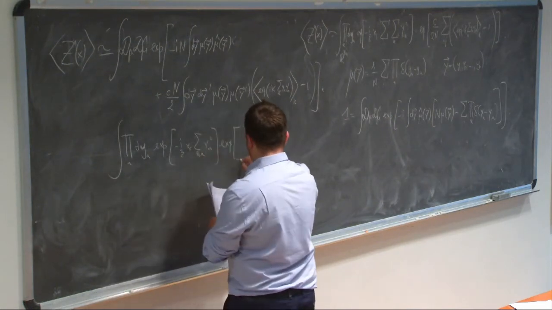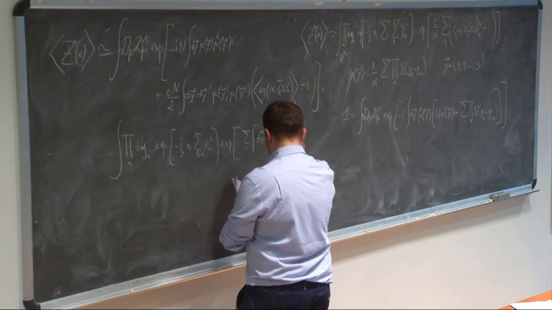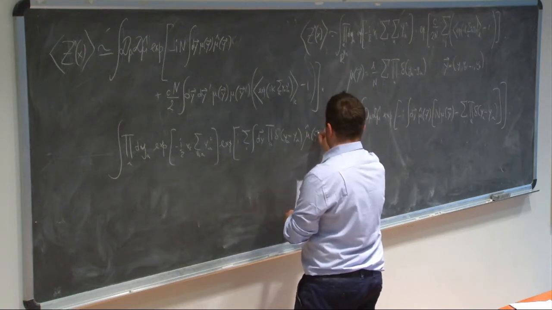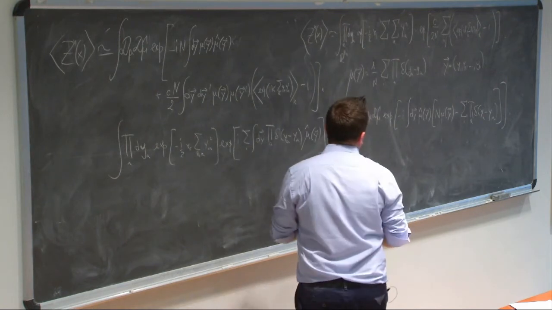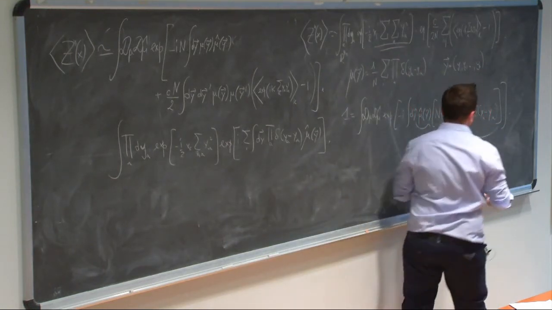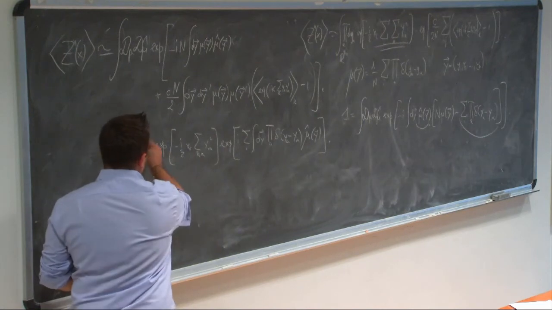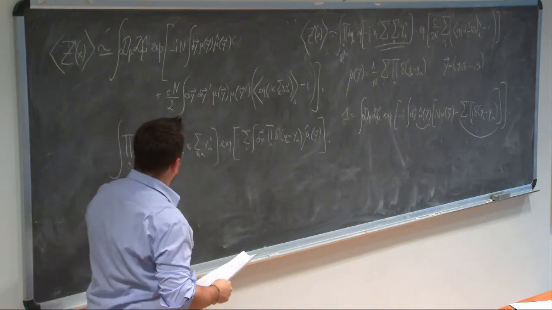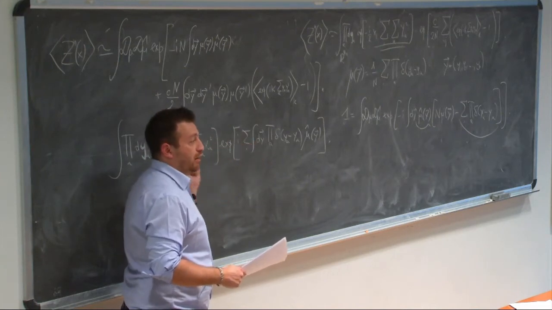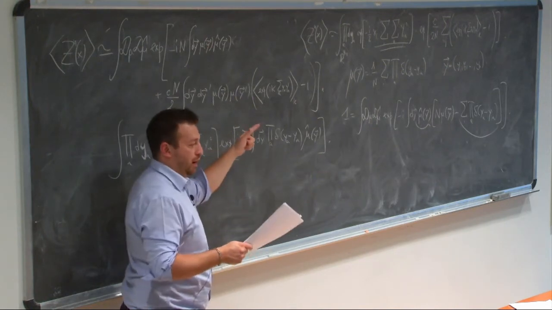Times exponential of i summation over i, integral dy, product over a of delta of y_a minus y_i^a. Which comes from this bit and this bit that we have included here. So here, again, we realize, this is a vector, remember? Since we have exponential of summation over i, where i runs from 1 to n, this is just an n-fold copy of a single integral. So we can write the single integral raised to the power n, as we did before.